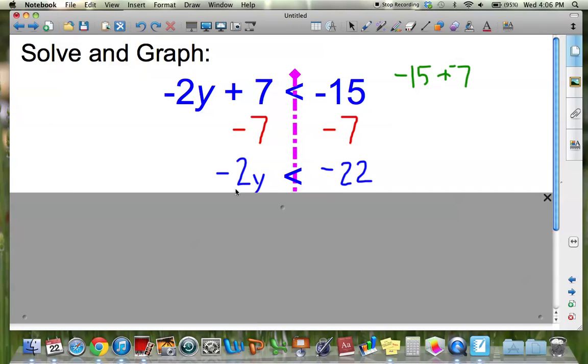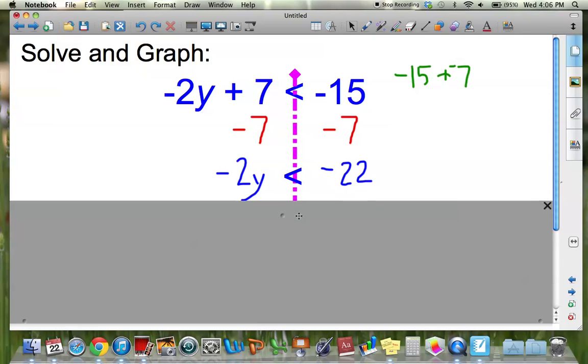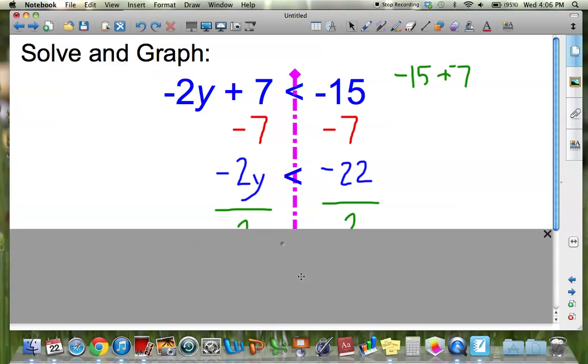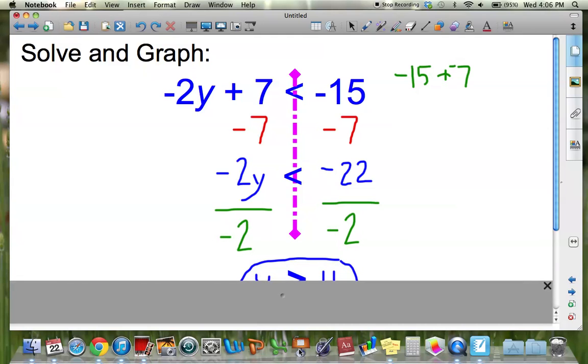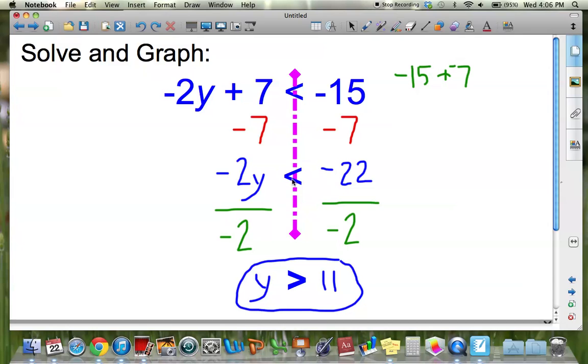Now, I need to divide by negative 2. And this is what's really important. When you multiply or divide by a negative, that inequality flips. So do you see how it started as less than? And since I divided by a negative, it flipped to greater than.